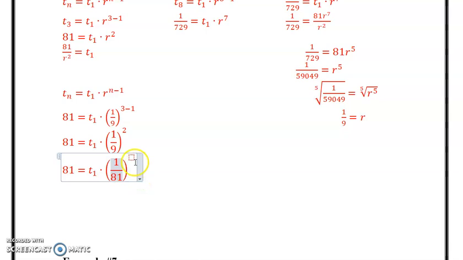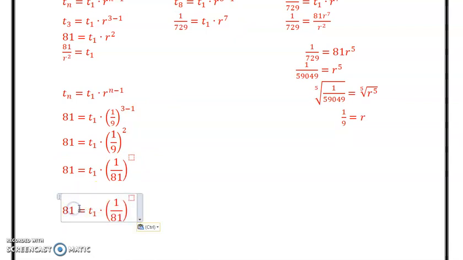Then our next step is just to recopy this, and then I multiply both sides by 81. So 81 multiplied by 81 would give us T1, since that's gone. When we take 81 and multiply by 81, we get 6561 for T1. So the first term is 6,561. That's it. So we're finished. We have answered all the questions.